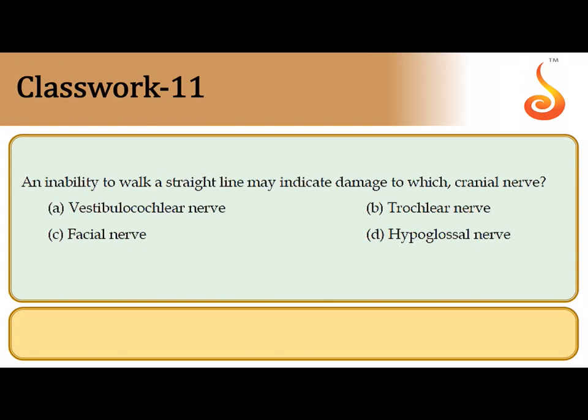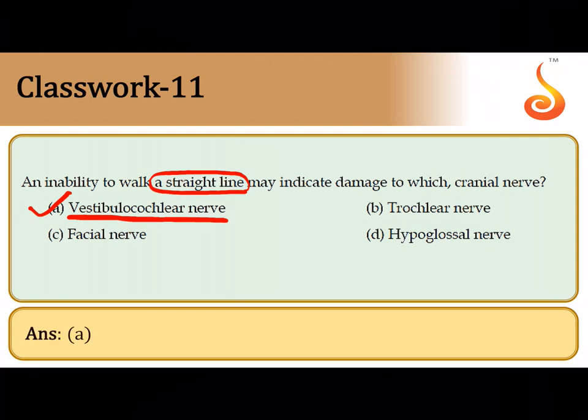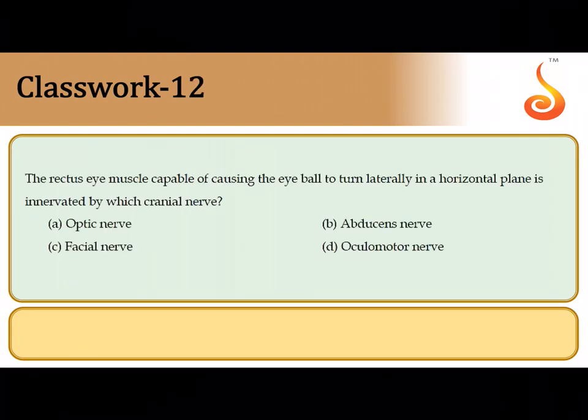An inability to walk in a straight line, obviously that means your body balance is upset. Now that is because a nerve that carries signals from your semicircular canal, from your utriculus and sacculus, that is your vestibulocochlear nerve, something is wrong with the vestibulocochlear nerve. So your cerebellum is not receiving signals about the orientation of your body with respect to gravity, your head position, etc., and therefore you cannot walk in a straight line.